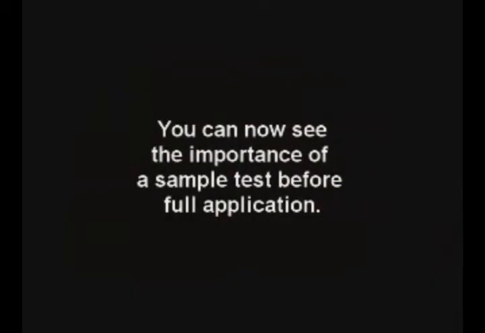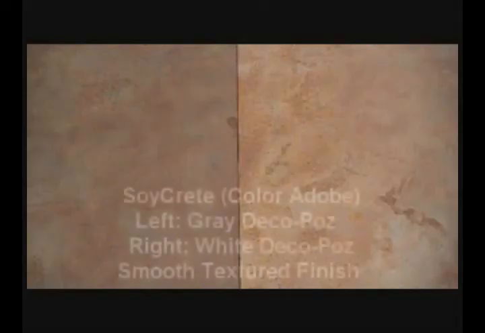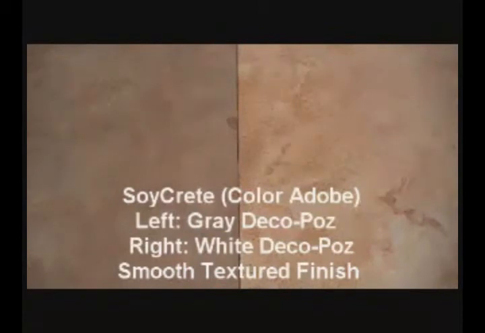You can now see the importance of a sample test before full application, not only to check for proper porosity but also for final color outcome and spread rate. Other factors include surface texture and application method. This is an example of Soy Creek Color Adobe on gray and white decoupage with a smooth textured finish. The porosity is the same, so the only difference is substrate color. Looking at our last two examples, you can see one stain color can vary drastically.